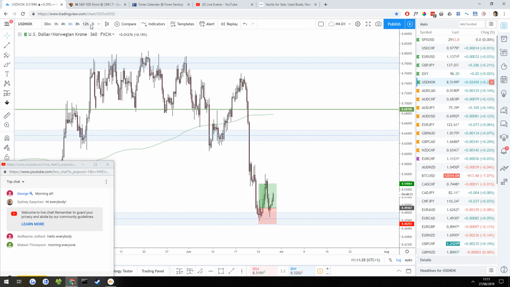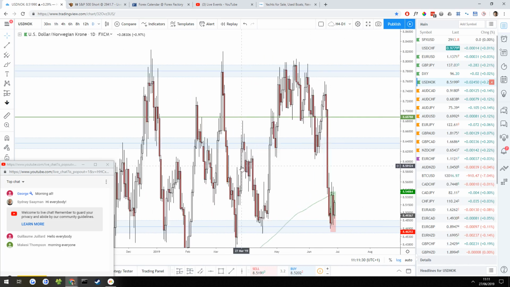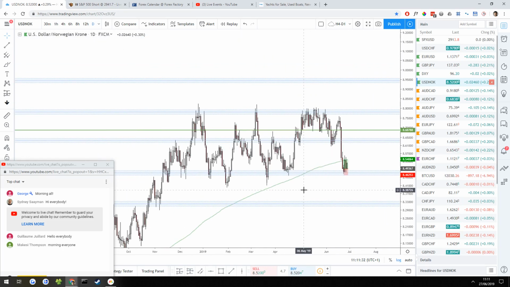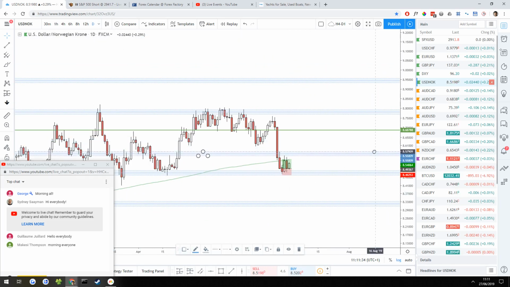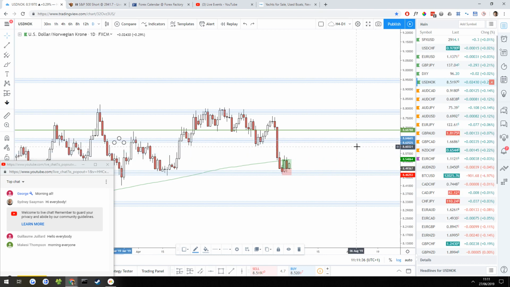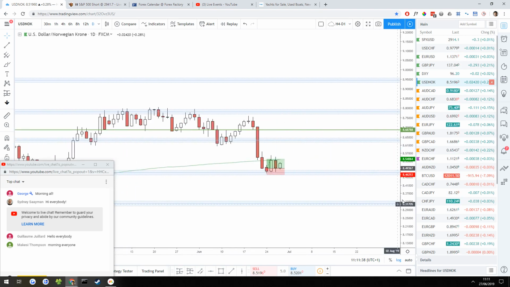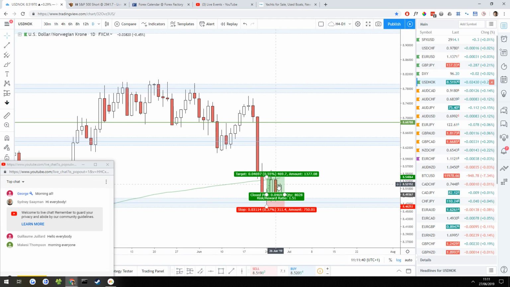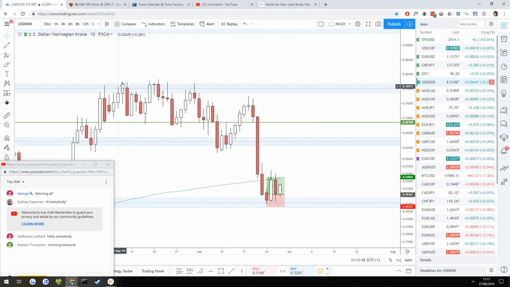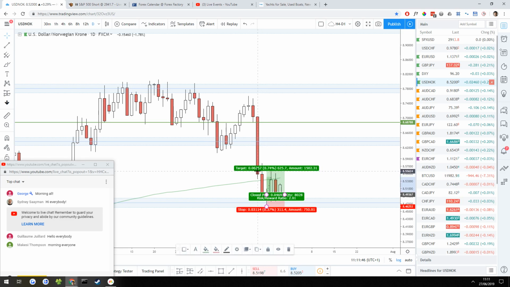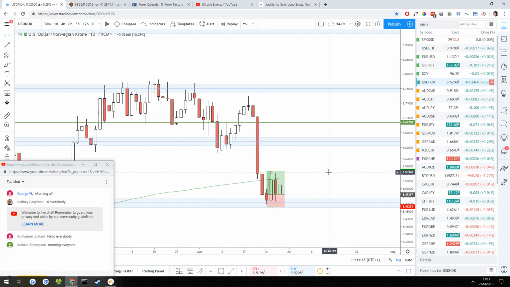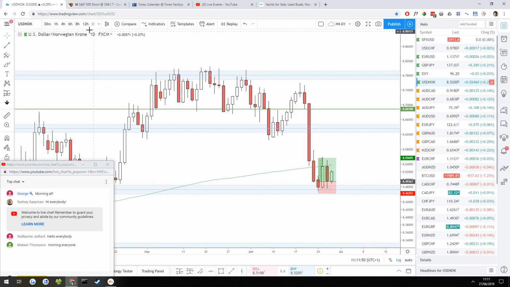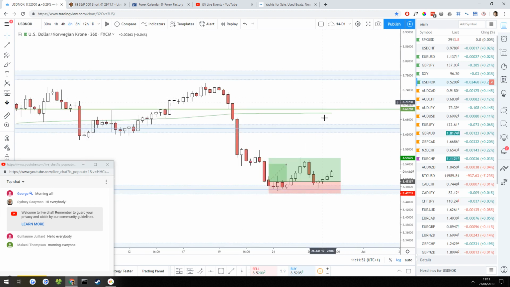USD NOK, here is another one that's a bit annoying in terms of what it's doing. For many of you, it probably hit that 1.5R or that 2R target from when I shared it, but I imagine a lot of you also had bigger targets on this one because there was a lot of room to the upside. Those bigger targets have yet to be hit.